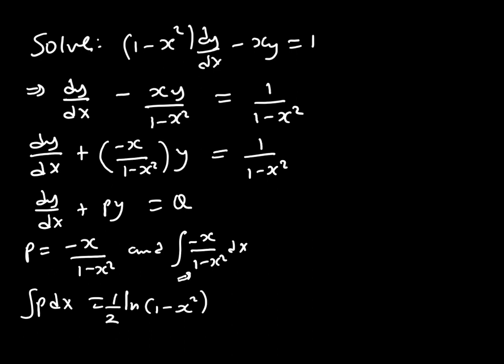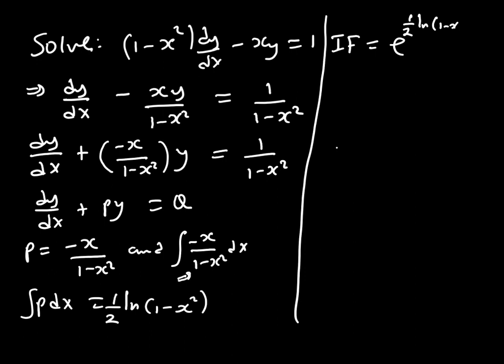I don't know whether you understand how we integrate functions where the denominator is the function and the numerator is the derivative. It will always give us natural logarithm. So differentiate here, you get negative 2x, and the x cancels out. So negative half factors out and we end up with natural logarithm. Our integrating factor will be e to the power half of natural logarithm of 1 minus x squared.